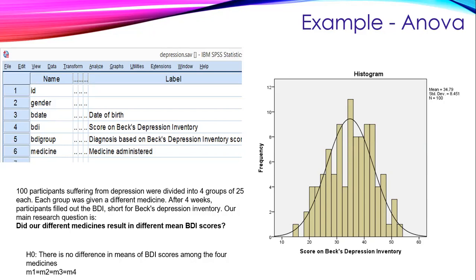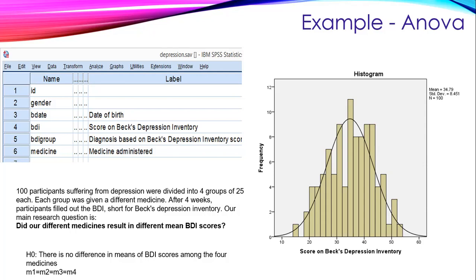It's the Beck's depression inventory score, BDI. Then you have the group based on the score. They are making you into different groups based on that score. And the last one is the treatment given to the particular patient. So based on that, we will do one ANOVA.